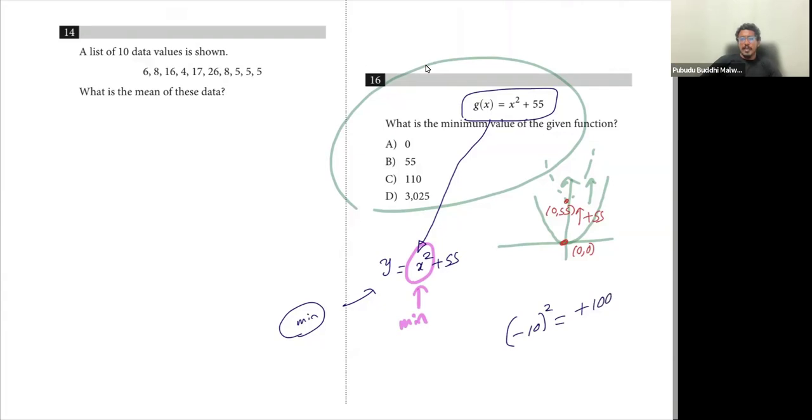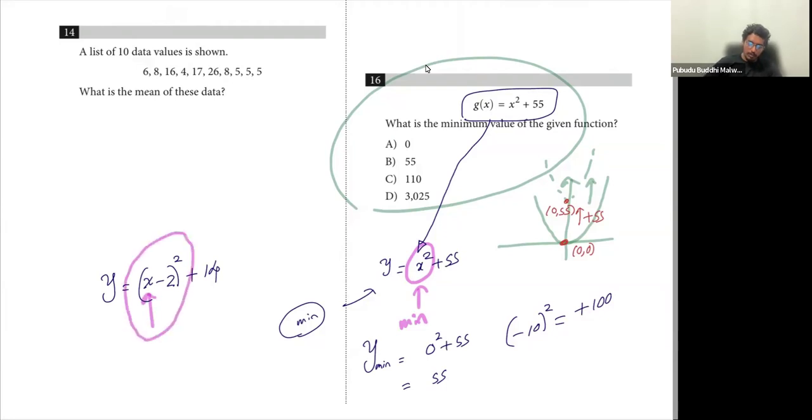So hence 0 is the most suitable one. So y minimum equals the minimum y value, 0 squared plus 55. So 55. Think about a case like this as a practice. Now in this case, what's the suitable value? To get a 0 here, that's 2.